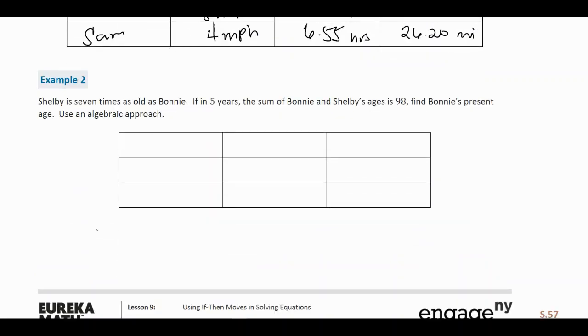Shelby is 7 times as old as Bonnie. So Bonnie and Shelby. All right? So present age and future age. If in 5 years the sum of Bonnie and Shelby's ages is 98, find Bonnie's present age using an algebraic approach.